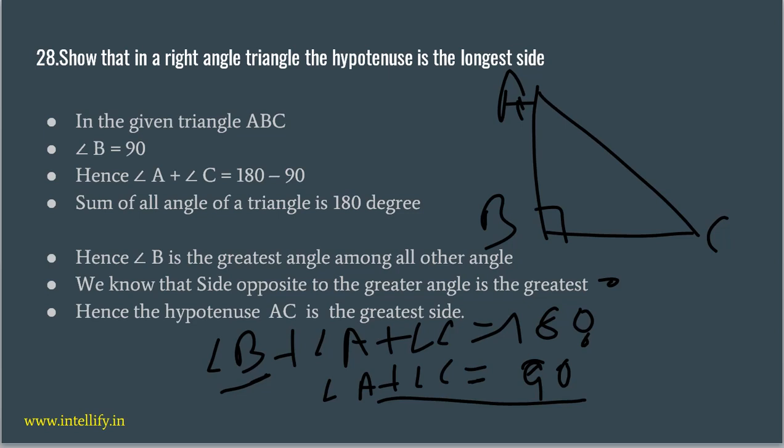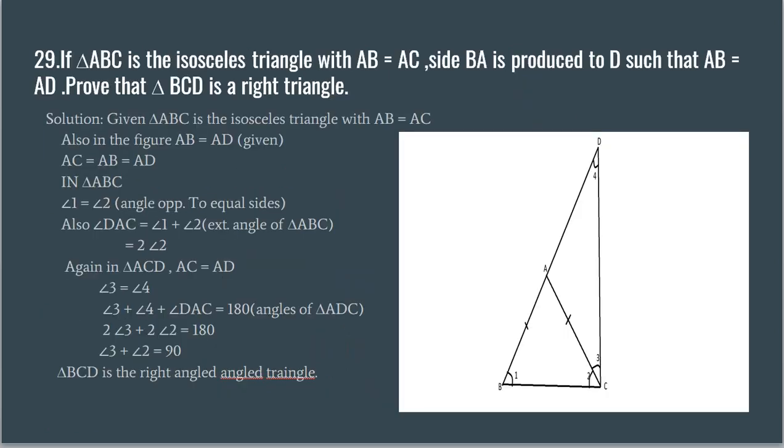And we know that the side which is opposite to the greatest angle is the greatest side, which is the hypotenuse. Hence we can prove hypotenuse is the longest side in the right angle triangle. Right, Lisha? Let's jump on to question number 29.